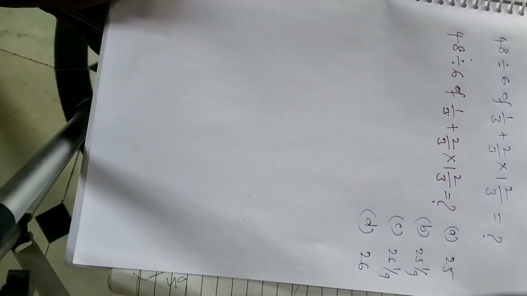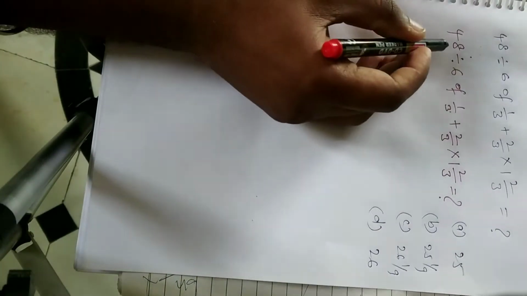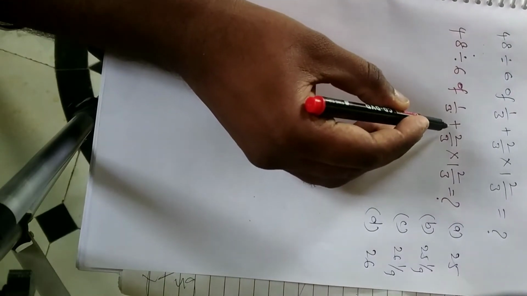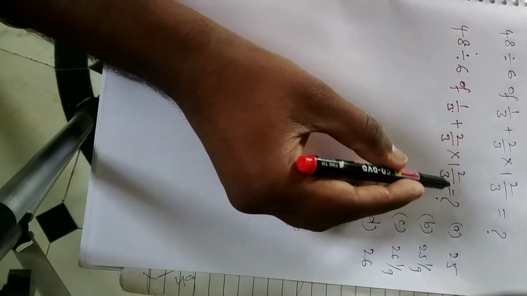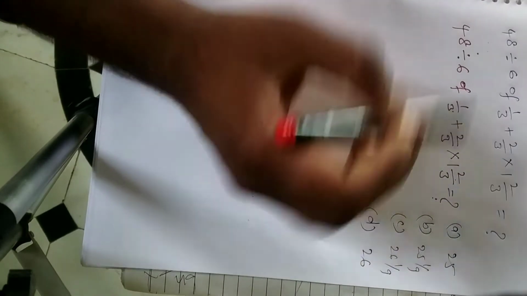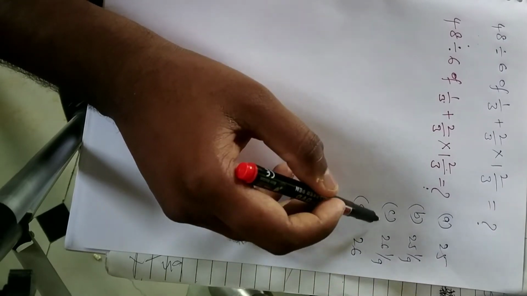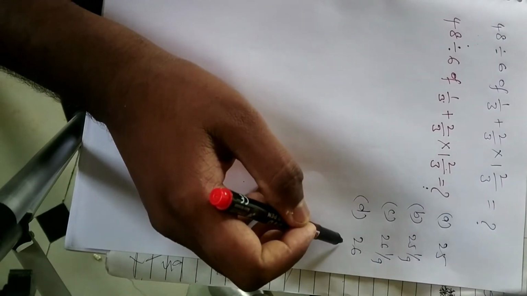Yes, going through the problem: 48 divided by 6 of 1 by 3 plus 2 by 3 into 1 2 by 3 is equal to how much? Option A 25, option B 25 1 by 9, option C 26 1 by 9, option D 26.